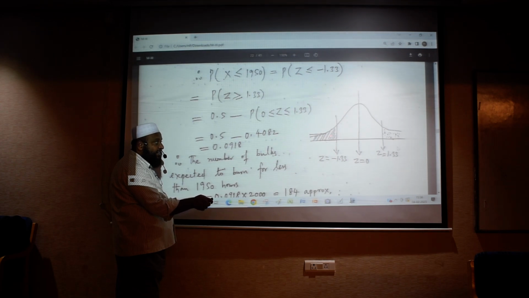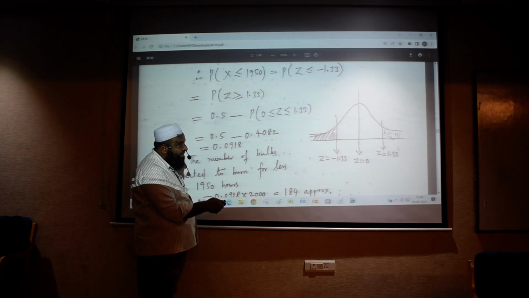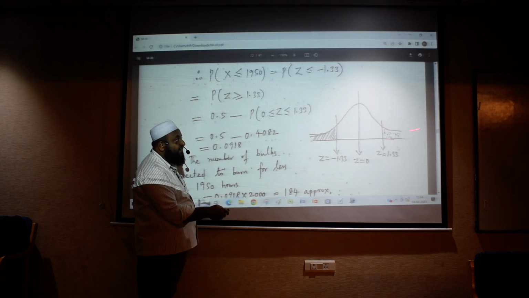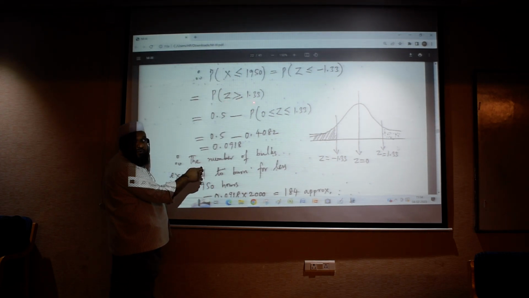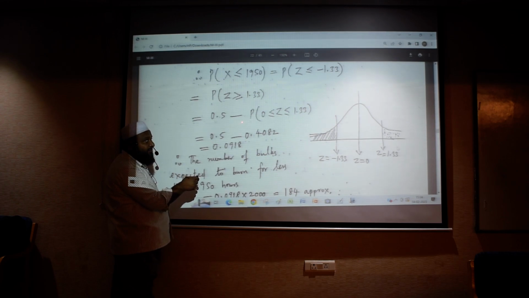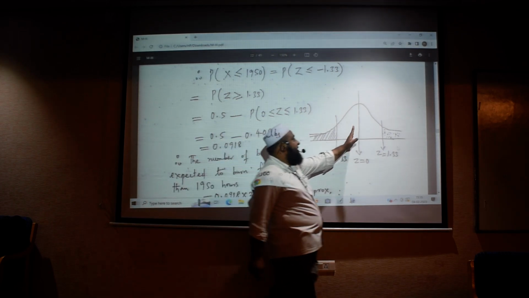That means this shaded region. Are you able to understand? Yes, sir. And again there is no lower limit. It may go up to minus infinity. But this area is the same as on the right-hand side, from 1.33 to infinity. So what I have written here: probability of z greater than or equal to 1.33. So 0.5 minus the area from 0 to 1.33. This complete is 0.5.